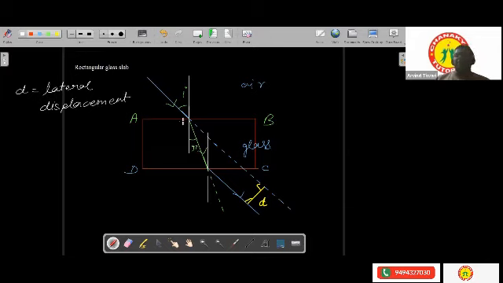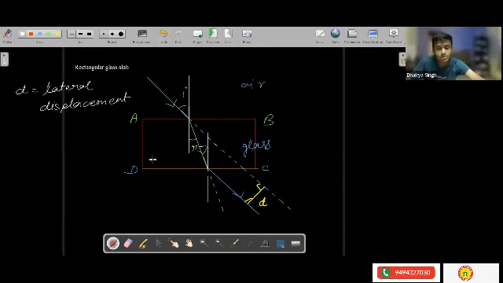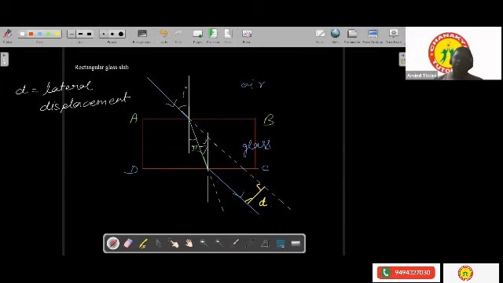Now, can you tell me what will be the value of this angle? I want the value of this angle. So will it be equal to r? Yeah, this will also be equal to r due to alternate angles. These two are alternate angles, so it should also be equal to r.